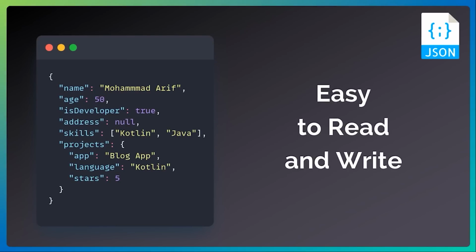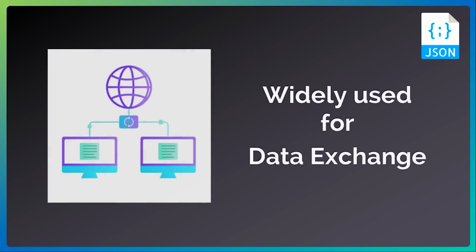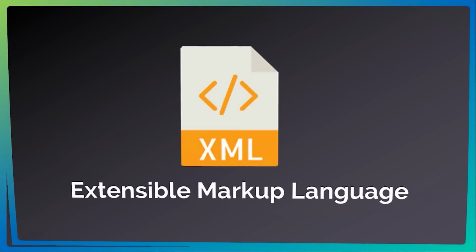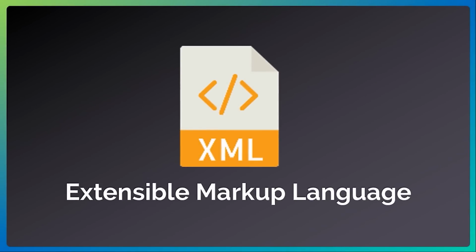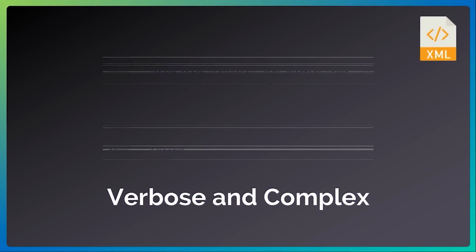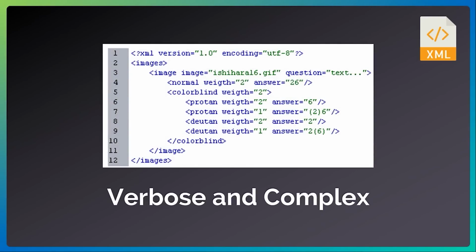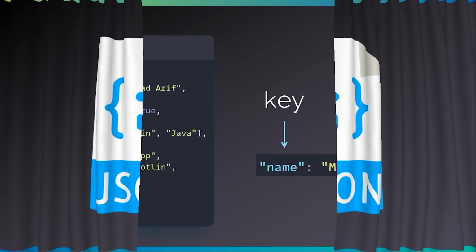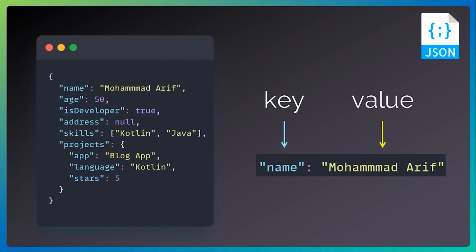Due to its simplicity, it is widely used for data exchange between web servers and clients, APIs and databases. Before JSON became popular, XML, Extensible Markup Language, was the dominant format for data exchange. Since XML was a little verbose and complex to write, we got JSON. Now we will understand the syntax and structure of JSON.